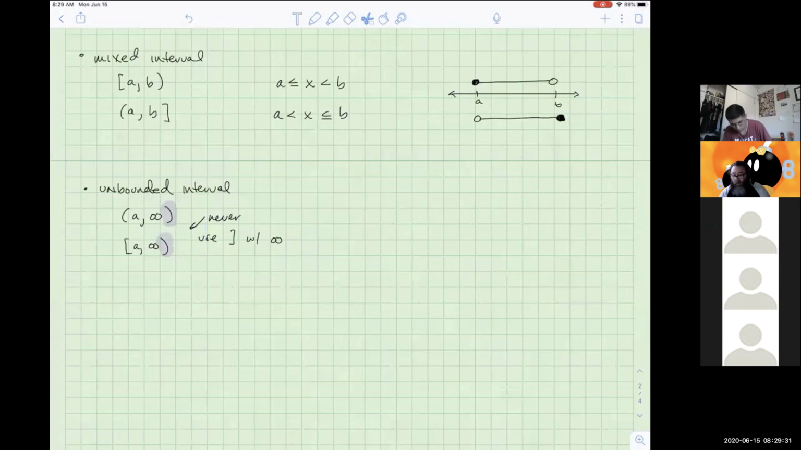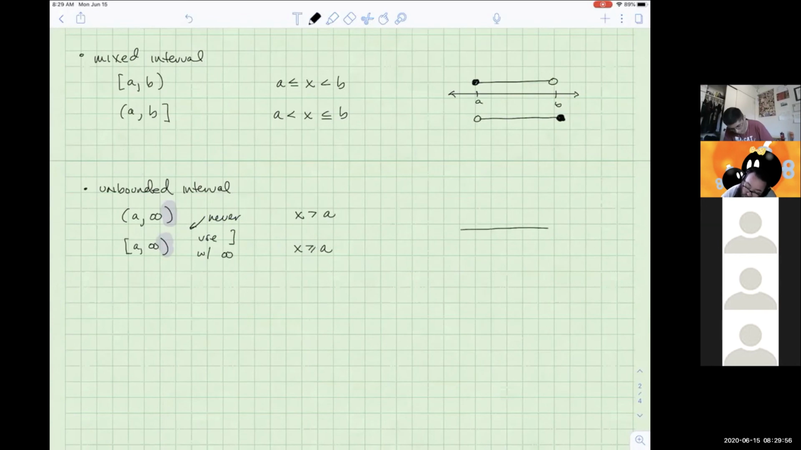We never use a square bracket with infinity because that would mean that we're equal to infinity, and that's nonsense. So watch out for your nonsense. Okay. As far as the intervals go, this is a little bit different. This is just X is any number bigger than A. This is X is any number greater than or equal to A.